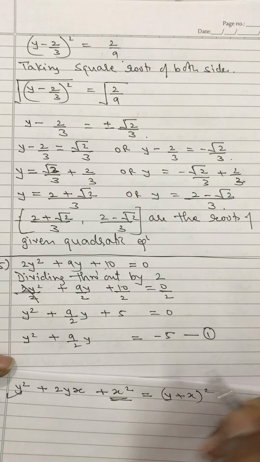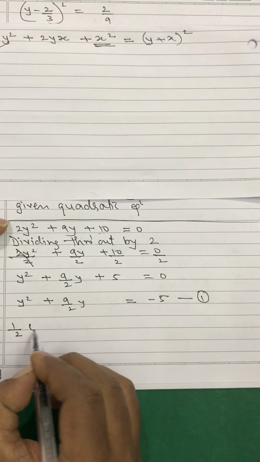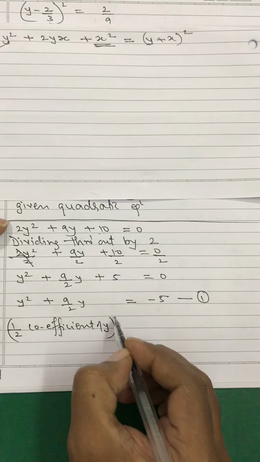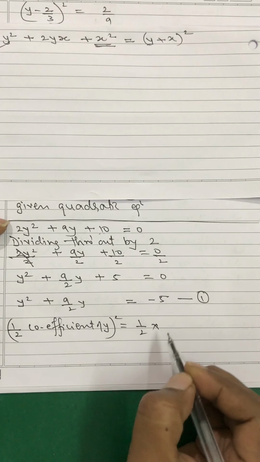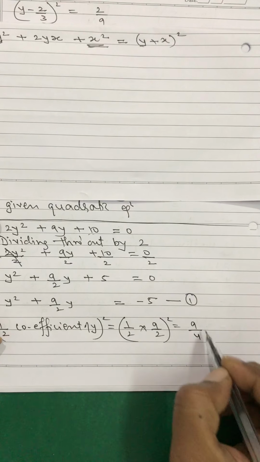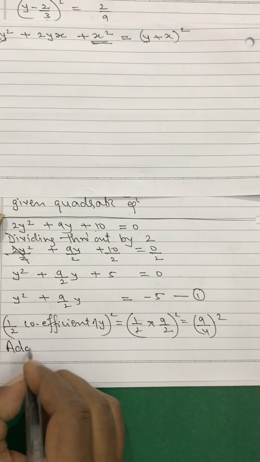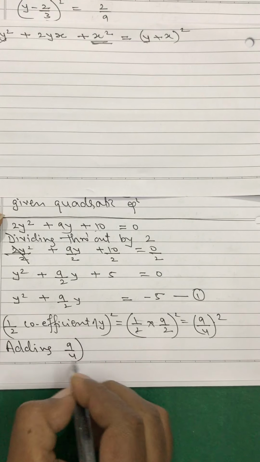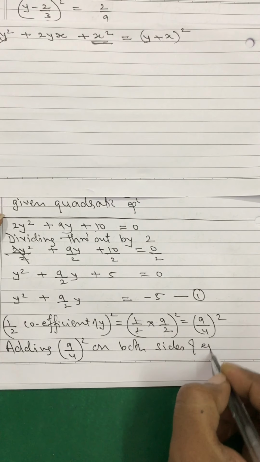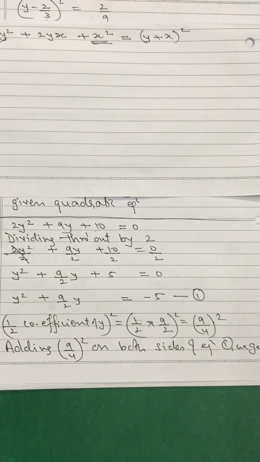Now this is my equation 1, and now I will have to discover new third term, that will be equal to half of coefficient of y whole square. Half of coefficient of y will be 9 upon 2 the whole square. That will give me 9 upon 4 whole square. 1 9s are 9, 2 2s are 4 the whole square. So adding 9 upon 4 the whole square on both sides of equation. So what is equation 1? Y square plus 9 upon 2y.